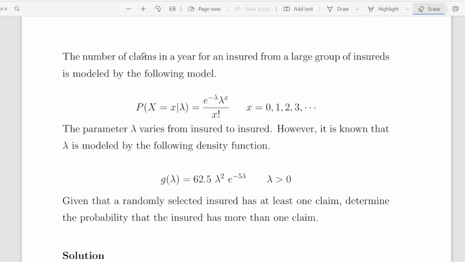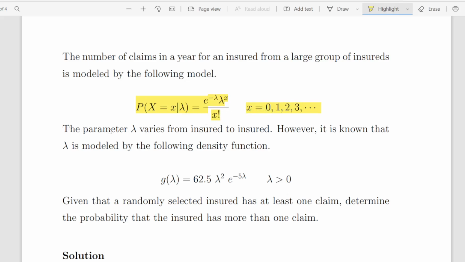The number of claims in a year for an insured from a large group of insured is modeled by the following model. Okay, so we have this probability distribution here. And just looking at it, you can tell pretty quickly that that is a Poisson distribution. Probability of X equals x given lambda equals e to the minus lambda times lambda to the power of x over x factorial, where x equals 0, 1, 2, 3, and so on.